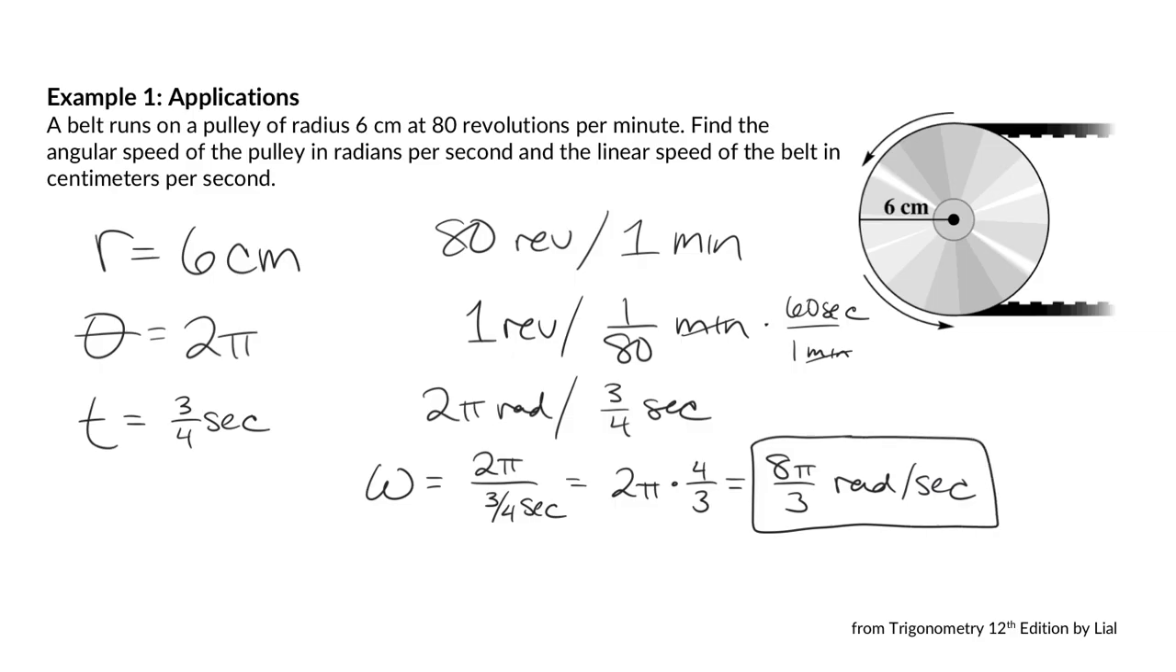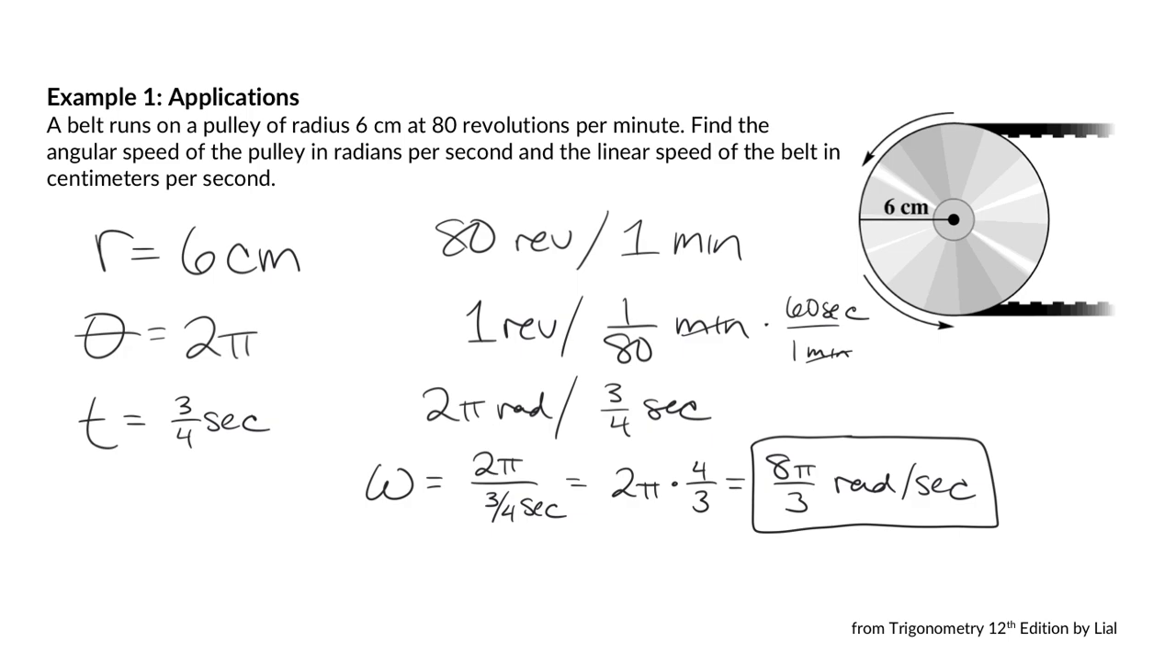That is omega. Omega is measured in radians per unit time, and we're doing radians per second. So we divided radians and seconds. Mathematically, it made me do keep, change, flip. 2 times 4 is 8. 1 times 3 is 3. That's really cool. So it's 8 pi over 3.